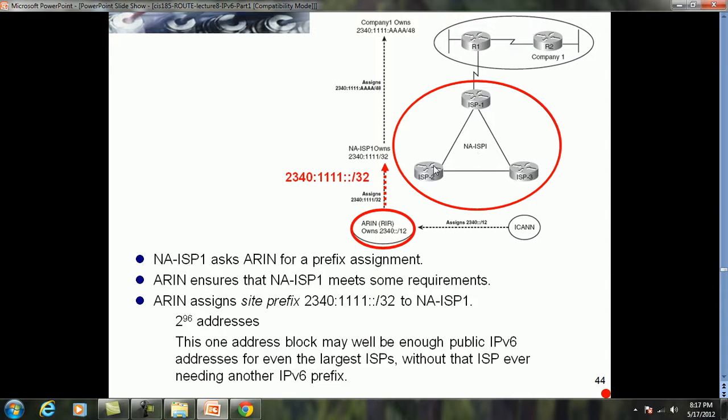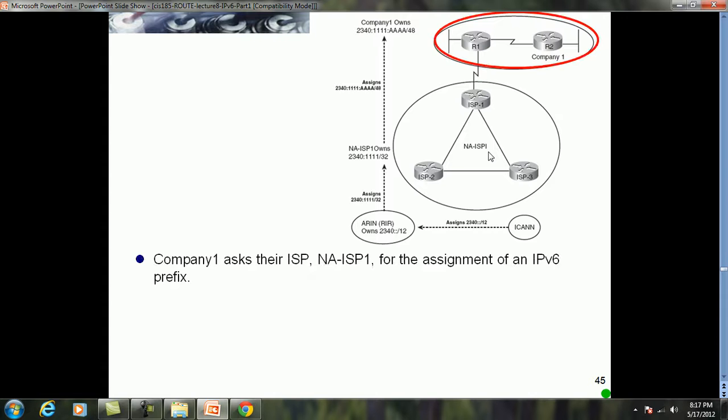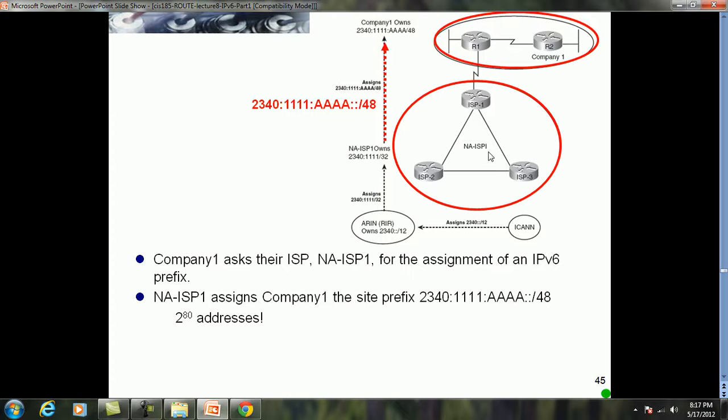So this one, ISP1 has ISP 1, 2, 3. From there, that guy gives it further, correct? Company 1 asks their ISP for an IPv6 address. They assign him a /40, like this. This ISP gave him 2340, he assigned 1111 to these guys, and they further assign AAA to these guys. Isn't it awesome? And 2^80 IP addresses for the company.